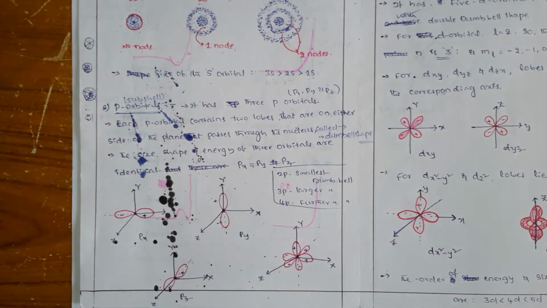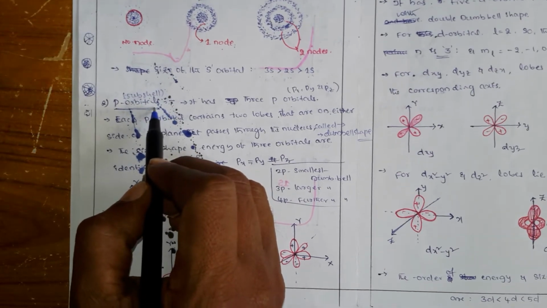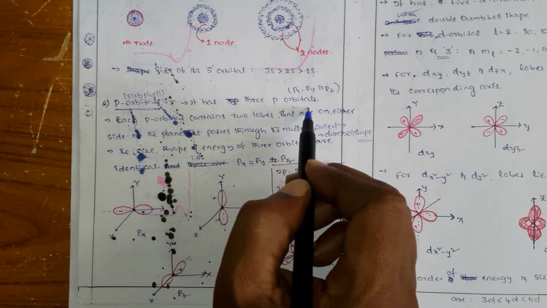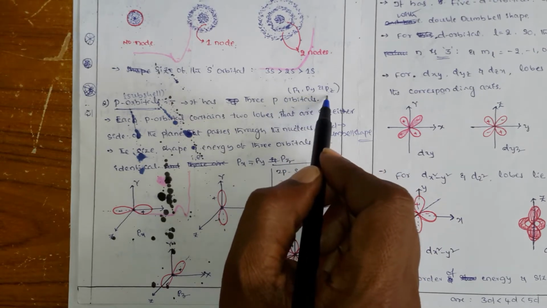Okay, and next come to another one, that is a p orbital, or you can call it a p subshell. Okay, what is the shell? Principal quantum number n, and what indicates the subshells? Azimuthal quantum number l. Okay, so in that, p subshell contains 3 p orbitals, that is px, py and pz.